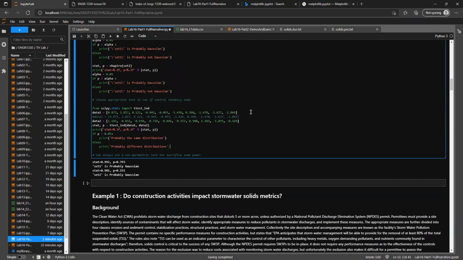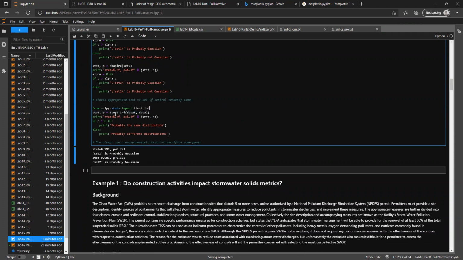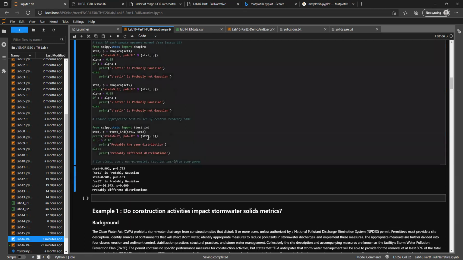Okie doke. We don't need this. Don't need this. Set 1. Set 2. Okay. Unless I messed something up. Okay. Wow. We got a big outlier on that one.